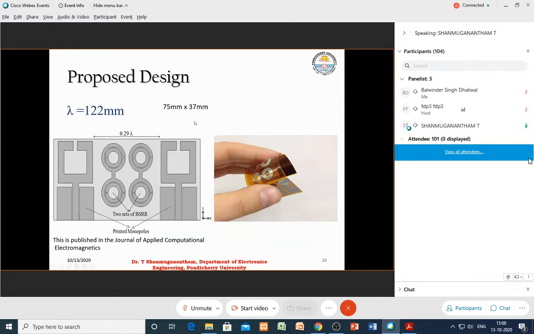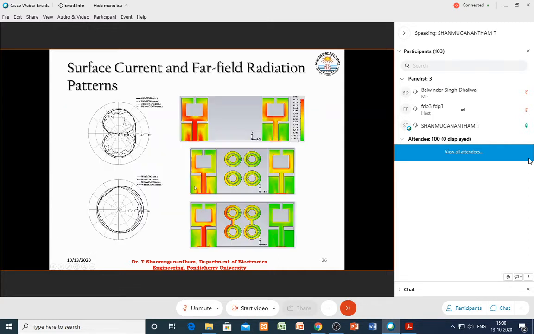And so here the proposed one is published in the Applied Computational Electromagnetics Society journal, ACES. Here it is 0.29 lambda. A split ring resonator is used in this. So a simple patch, this is the 2x2 actually, for this MIMO purpose.